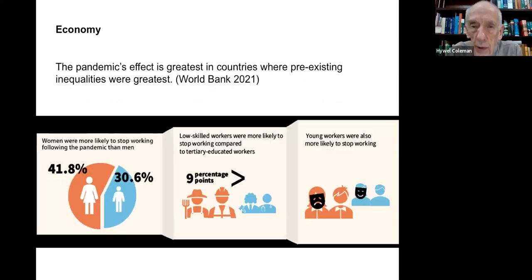Next slide, please, Philip. And the same with the economy. I think you can look at those pictures yourself. Women are more likely to lose their jobs than men. Low-skilled workers are more likely to lose their jobs compared to university-educated people, and young workers are more likely to lose their jobs than older people. And this occurs throughout the world, but to an even greater extent in developing countries.